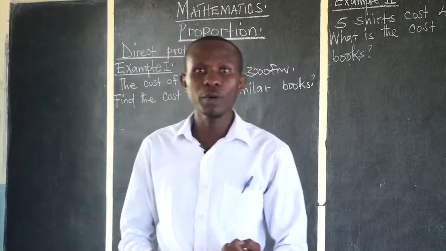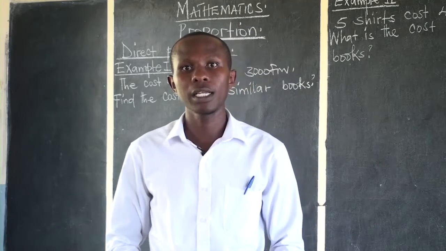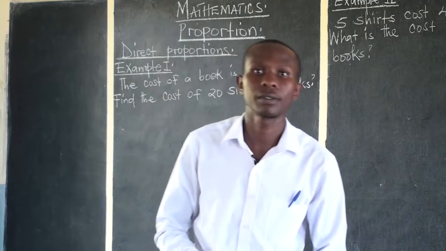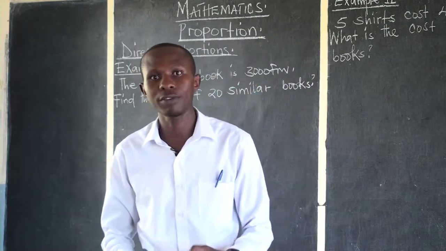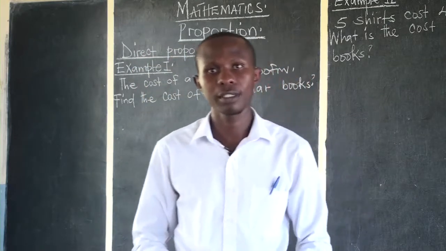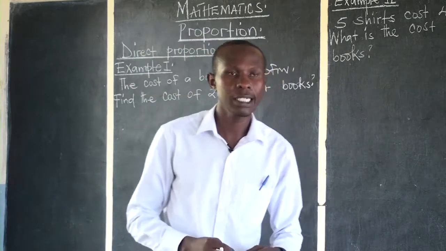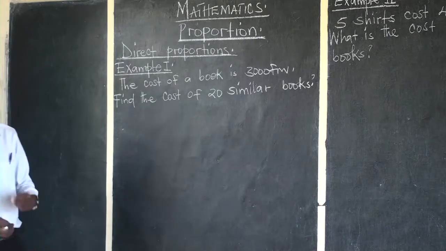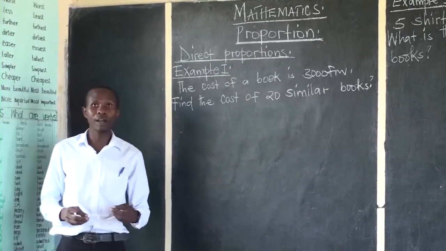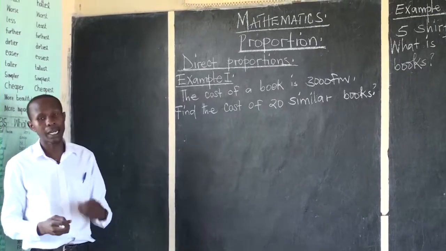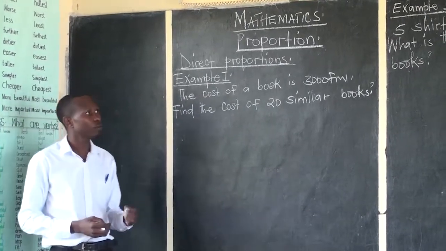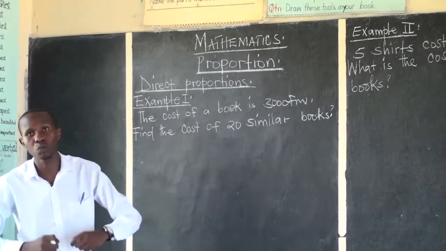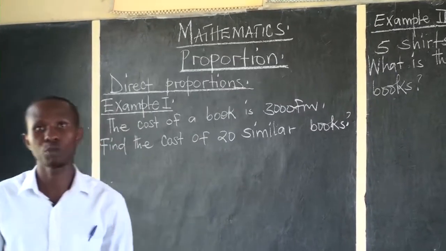For those who have been following our lessons, they know where we ended, and I would like us to continue from where we ended. Today I want us to look at specifically proportions. We have direct proportions and other different types of proportions. For today's case, I want us to begin with direct proportions.